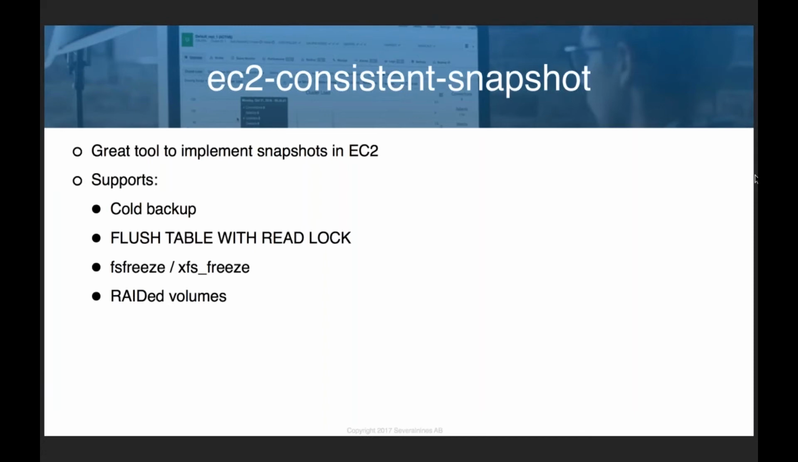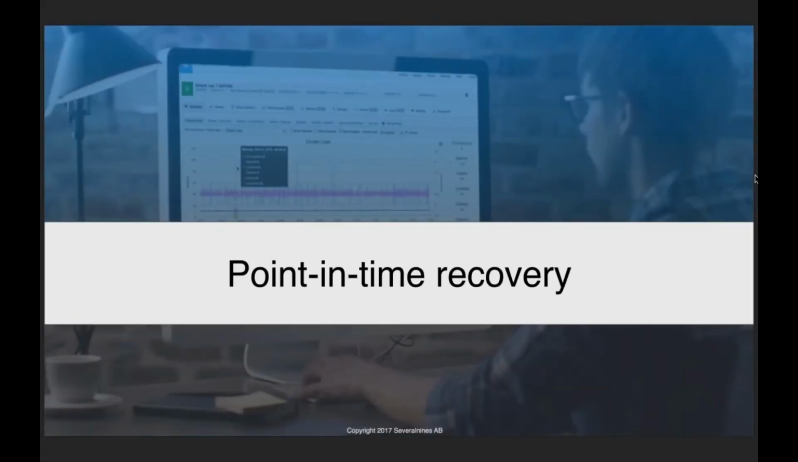EC2 Consistent Snapshot is a tool which can help you to implement snapshots in EC2. It supports cold backup, so it can stop MySQL for you and then take the backup. It can use flush tables with read lock. It can run fsfreeze and xfs_freeze commands to freeze the file system. It also can handle RAID volumes. So I'm talking about a case where you have multiple EBS volumes attached to the instance, and then you have software RAID on top of them.